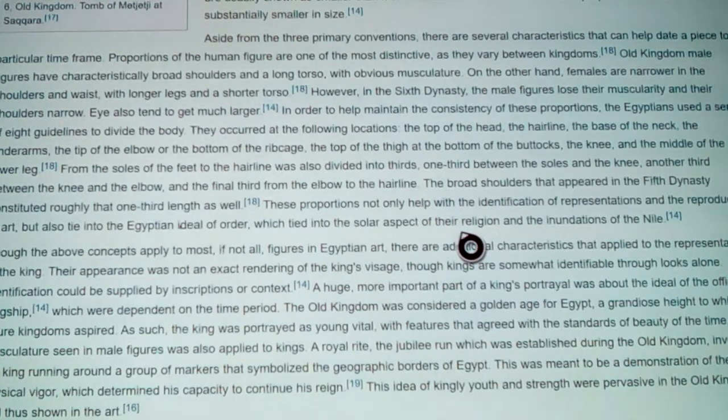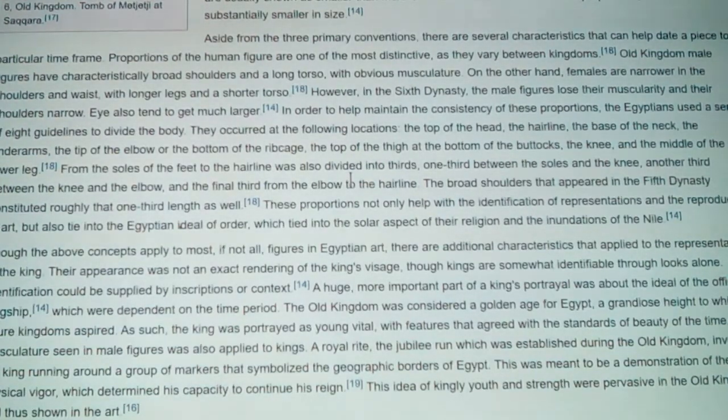Old Kingdom male figures have characteristically broad shoulders, or a little broader than normal, and a long torso with obvious musculature. On the other hand, females are narrow with shoulders and waist, and longer legs and shorter torsos. However, in the Sixth Dynasty, the male figures lose their muscularity, and their shoulders narrow, though somewhat. The heads also tend to get much larger, and the eyes get larger.